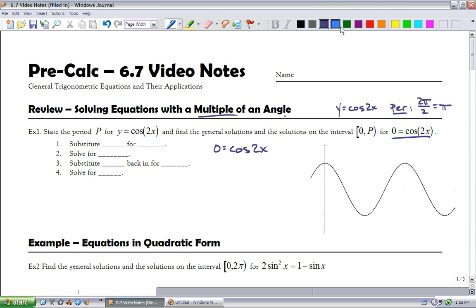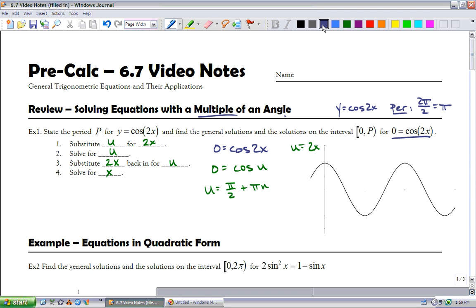But one thing that we can do is we can substitute u for 2x, okay? And then we're going to solve for u. Once we get u by itself, we will put 2x back in for u, and then solve for x. Okay, so what we can do here is say that 0 equals cosine of u, right? And cosine u equals 0 when u equals pi over 2 plus pi n. Okay? Every pi units after pi over 2.